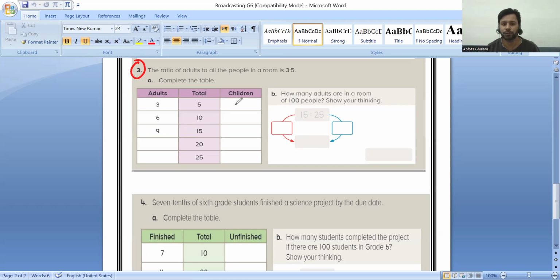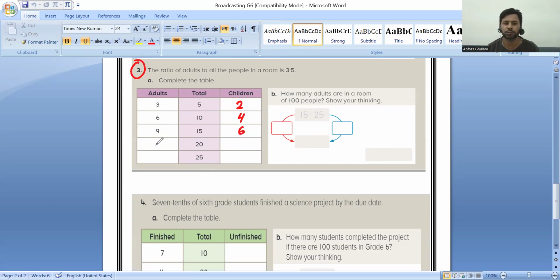If we want to find out the children, it is very easy. 5 minus 3, that is equal to 2. 10 minus 6, that is equal to 4. 15 minus 9, that is equal to 6.